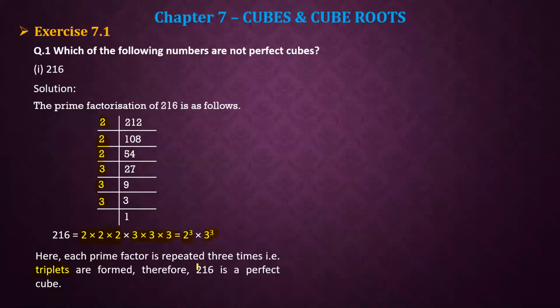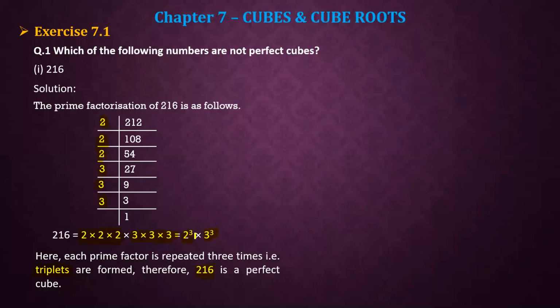So therefore we can say that 216 is a perfect cube, or a cube number. And what will be the cube root of this 216? You just have to take the product of the prime factors 2 and 3. 2 times 3 is 6, so 216 is the cube of 6.